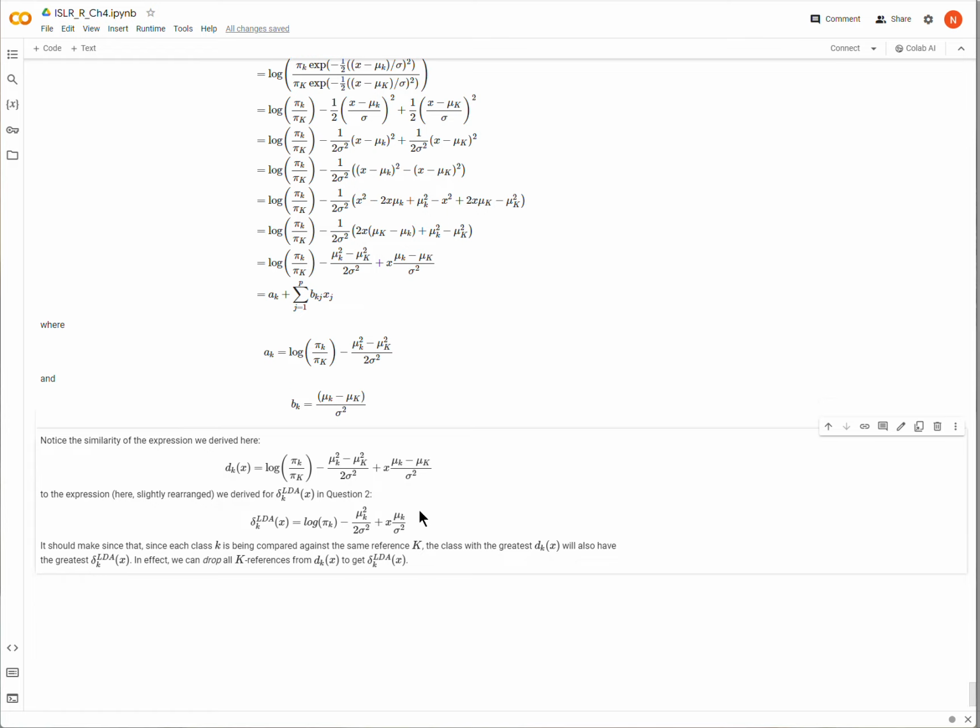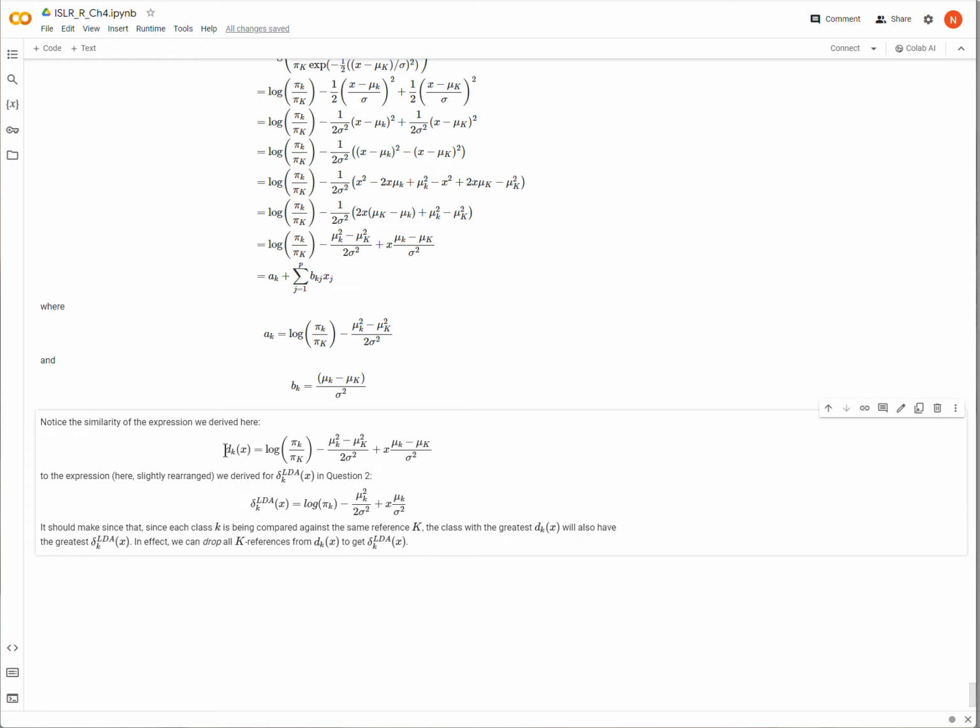Since in the expression for d_k, the capital K reference class is going to be the same for each of the small k classes, it can basically be discarded. If we go through and discard all of the capital K references, we come out with the delta function for LDA, and that should make complete sense, right? We can accomplish the same thing with either expression, and we'd better hope that the two expressions have quite a bit of parallels. Okay, I guess that's all I'll say here.